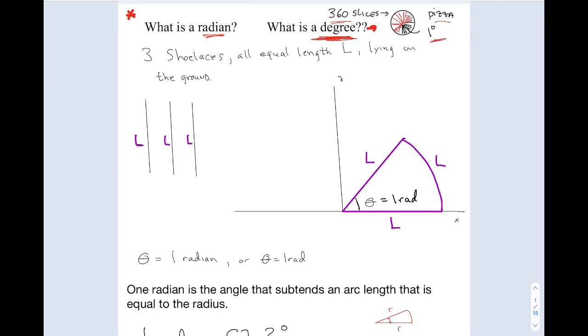Take a circle, I go from the center, and I cut it into 360 equal parts, and each of those represents 1 degree. Okay, now what's a radian? That's a little bit trickier. So I'm going to make an example.